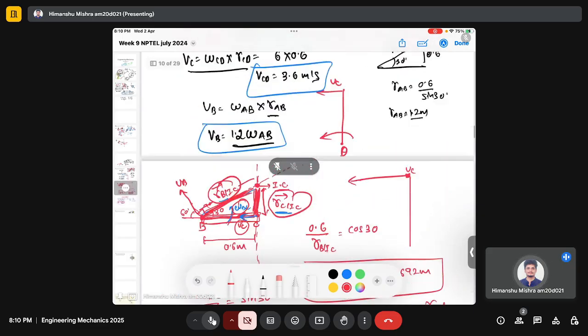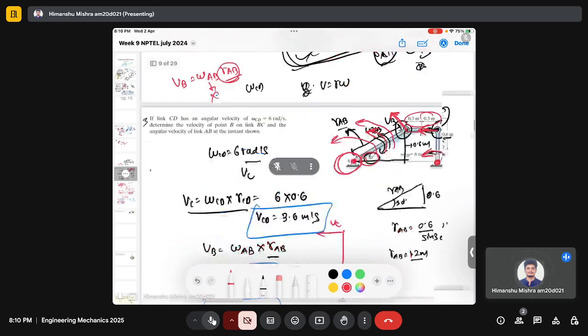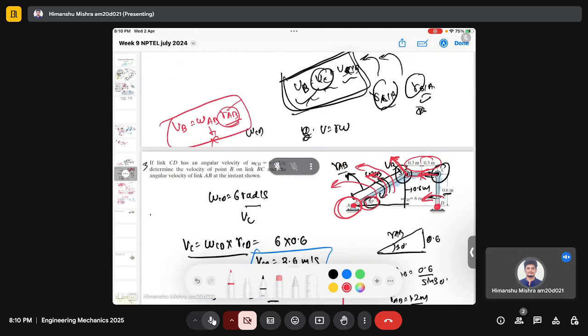When you don't use the position vector, as I showed here, then you have to use the distance between point A and B, because it is rotating about point A only. But then you have to consider omega AB, which you don't know. So the instantaneous center concept allows you to use this equation in a manner where you already know two quantities, either V or omega or R, to find the third unknown.